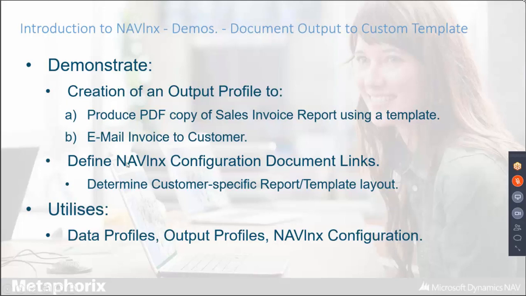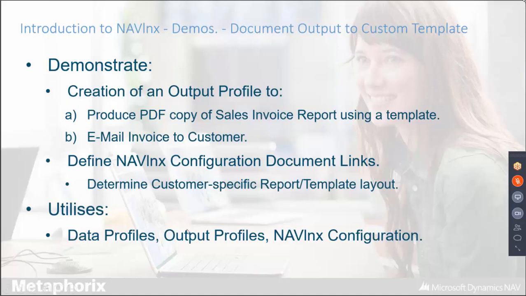I will have defined NAVLNX configuration document links. So this is another function within the NAVLNX configuration area where I can define customer-specific report and template layouts for specific reports that are produced within NAV. So if it's customer A, for example, they will receive the standard sales invoice report, or if it's customer B, they will receive a custom layout version of the same report.